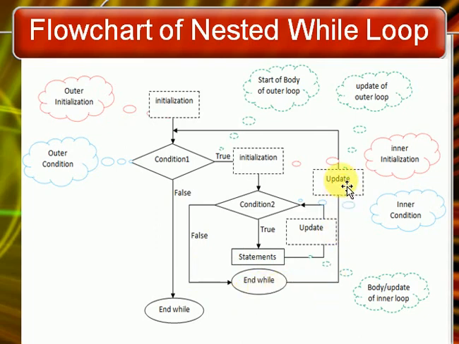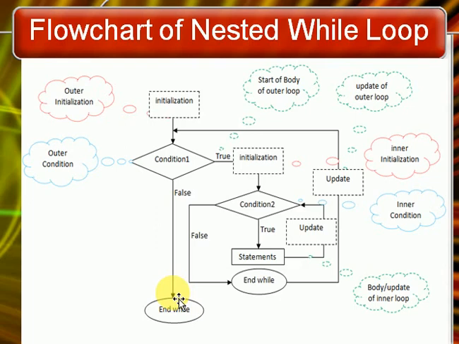It's the update part of the outer while loop. Then control moves to the condition part of the outer while loop and repeats the outer while loop until its condition becomes false. And when the condition of the outer while loop becomes false, then control transfers outside the body of the outer while loop.